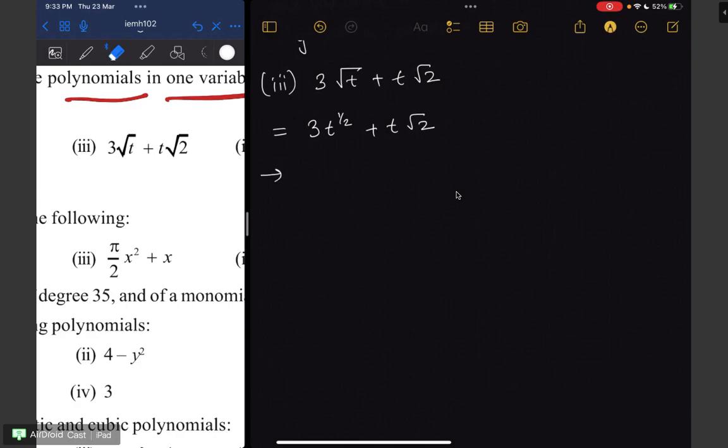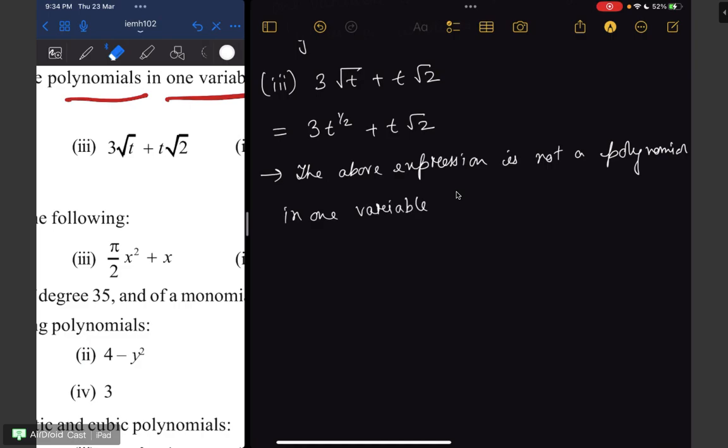So how do we need to write it here? We need to write it as follows: the above expression is not a polynomial in one variable since the power of the variable t is not a whole number. Why?